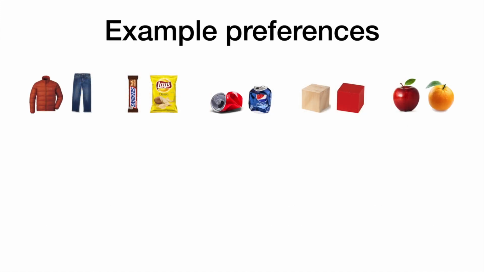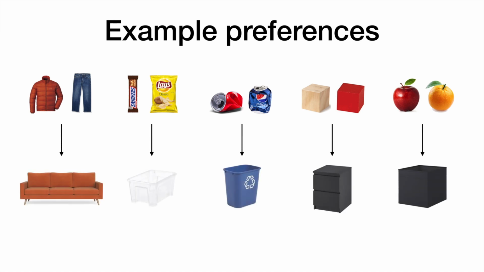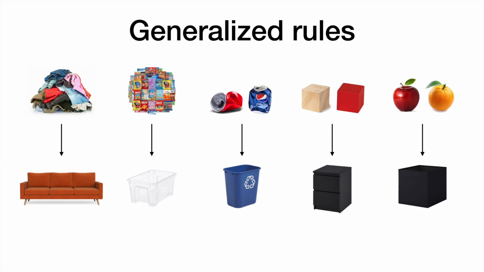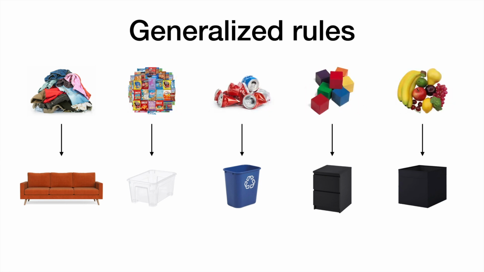So how does it work? We first collect the preferences of a particular person by asking for a few examples of where different items should go. For example, one might specify that jackets and jeans go on the sofa, candy bars and chips go in the plastic bin, and so on. Next, we want to generalize these examples so that the robot can handle novel objects that were not part of the examples. So instead of jackets and jeans, we might say that clothing goes on the sofa, and similarly that snacks go in the plastic bin, and so on.